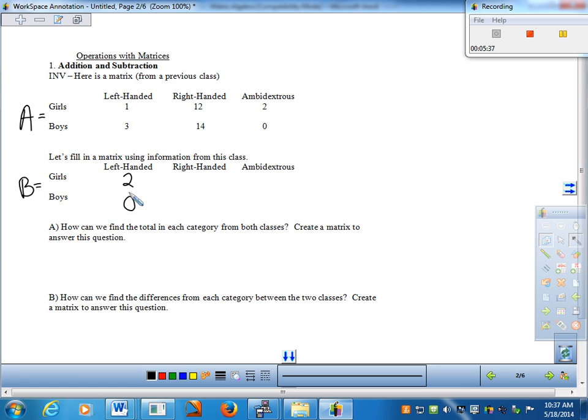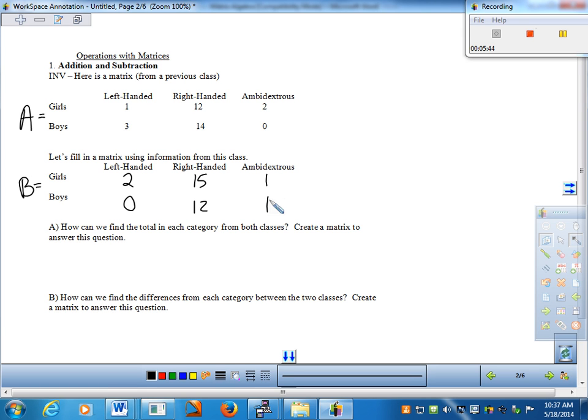So this particular class that I was working with had 2 and 0, 15 and 12, 1 and 1. Okay, very nice. So as you can see, I have a matrix A, 2 rows by 3 columns, matrix B, 2 rows by 3 columns, and what I want to do is perform a couple operations on them. And again, no big deal here. Let's see what the questions ask, and hopefully it'll be pretty self-evident of how to pull this off.